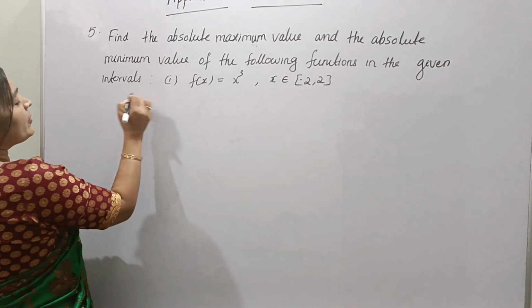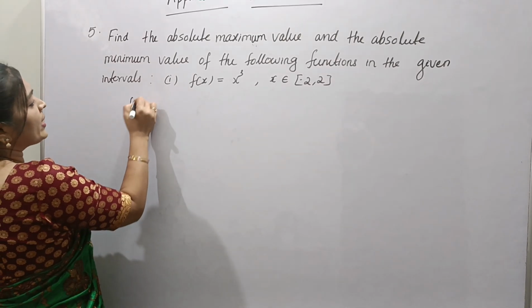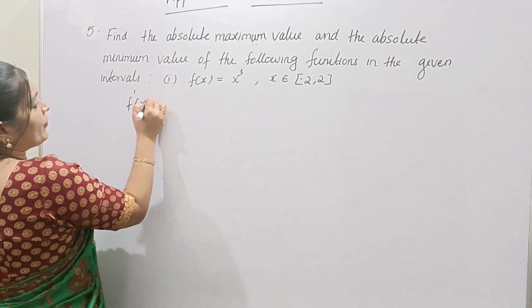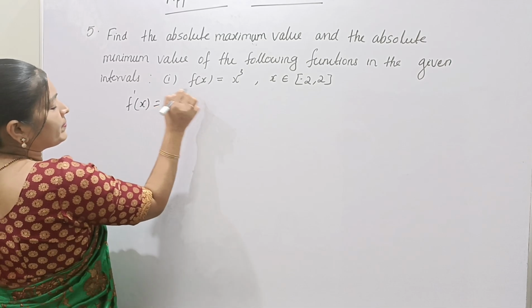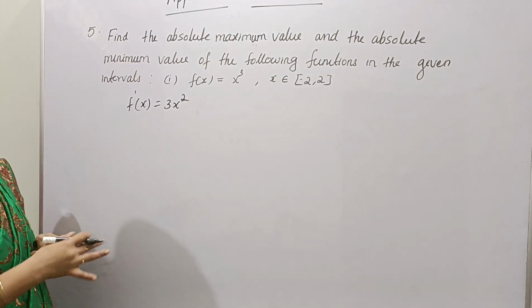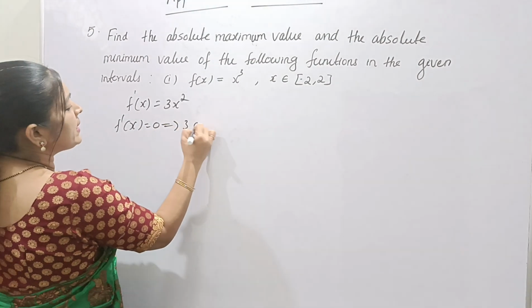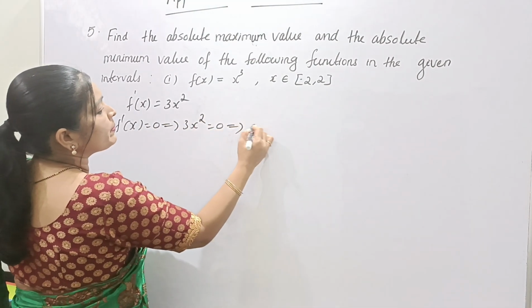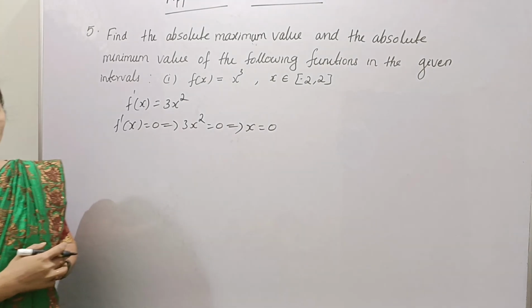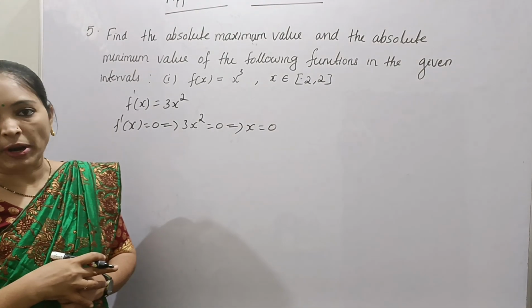First of all, let's find f dash of x, that is 3x square. Then let's find the critical point. f dash of x is equal to 0 implies 3x square is equal to 0, that implies x is equal to 0. So x is equal to 0 is the critical point.